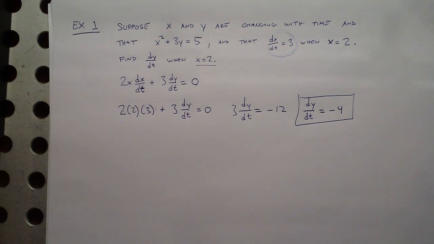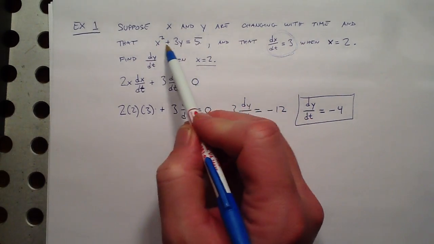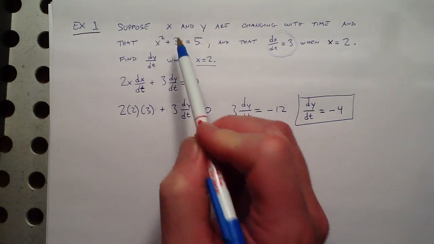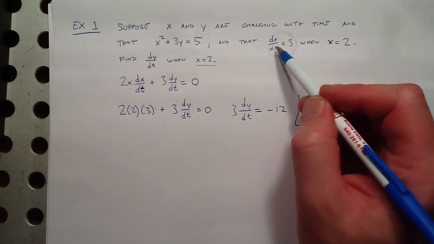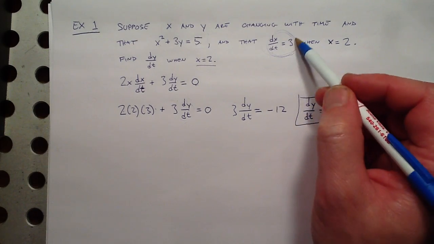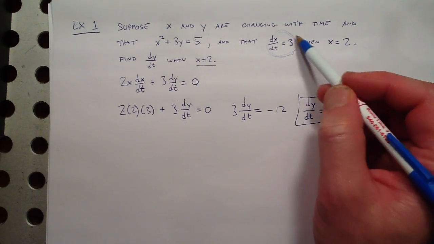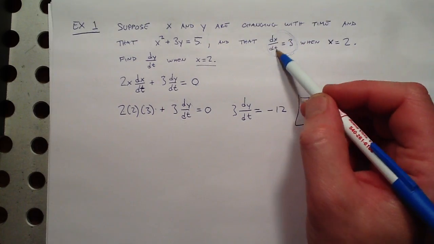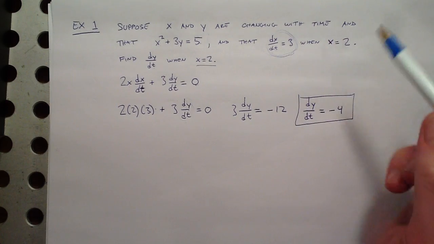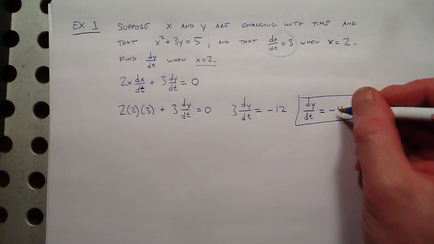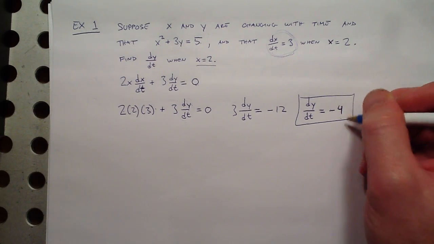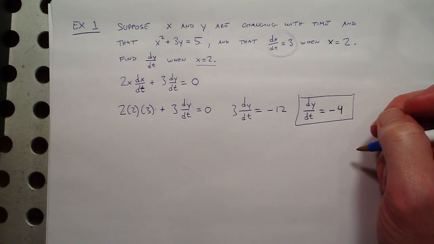All right, what does all that mean? It means that if this is in fact the relationship between x and y, and if the x value is changing at 3, we don't have any units, but say 3 units per second or whatever our time units are, it just said dx/dt is 3 when x is 2. If that's all true, then the y value must be changing at -4 units per time, units per second or whatever.